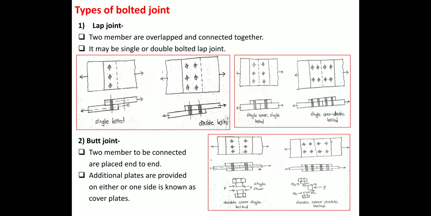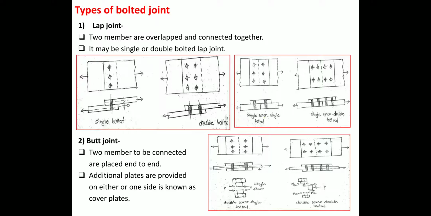Coming to the next point, the types of bolted joints. There are mainly two types of bolted joints. First is the lap joint and second is the butt joint. So first try to understand what is meant by lap joint. A lap joint is nothing but two members that are overlapped or connected together.